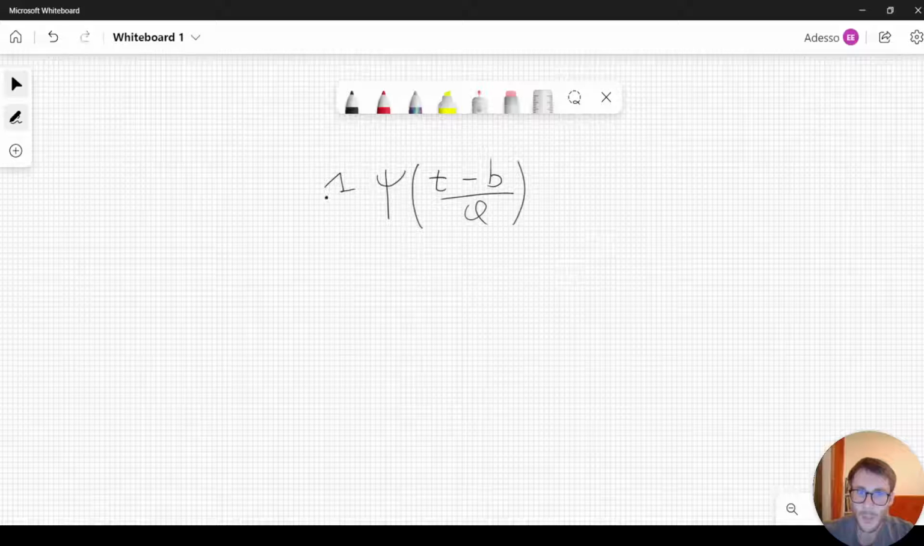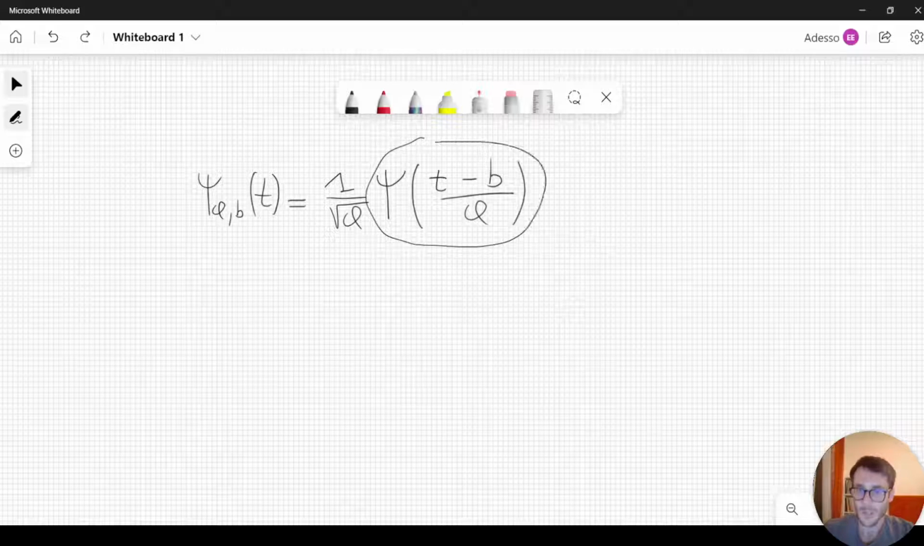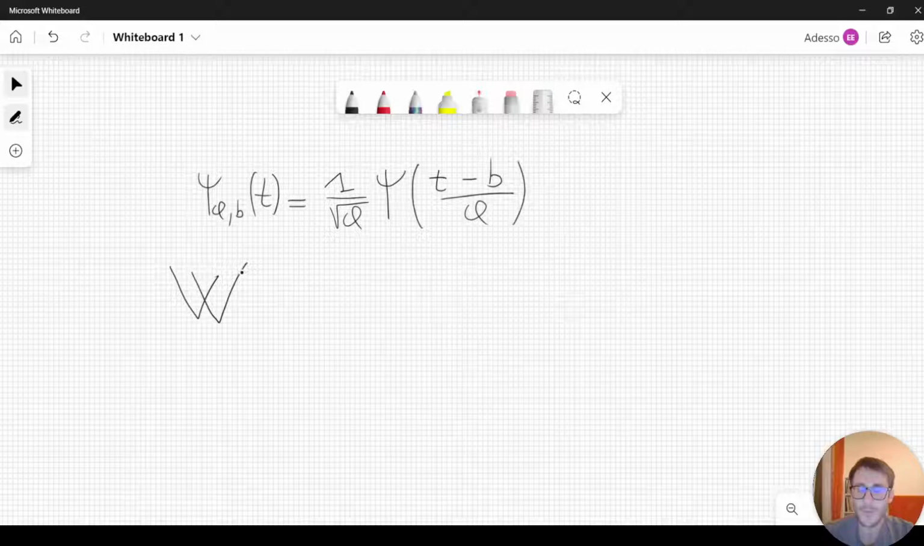Then if we multiply this by 1 over square root of a, we define this as a set of wavelets. So psi ab of t, these are a set of functions that define the wavelets, starting from the mother wavelet. The wavelet transform is defined starting from this set of wavelets here, which in turn are defined in terms of the mother wavelet. But the wavelet transform is defined like this.